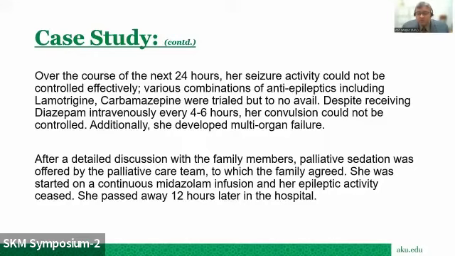Her urine output dropped and she became anuric. Blood pressure started to drop. Her oxygen saturations also decreased. So then we had a very detailed discussion with the family members, and they were of the opinion that they just wanted to keep her comfortable. They were just traumatized by the persistent seizures that she was having.